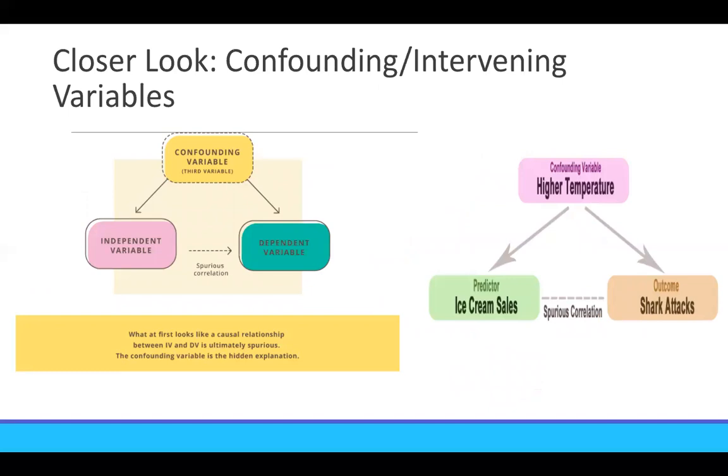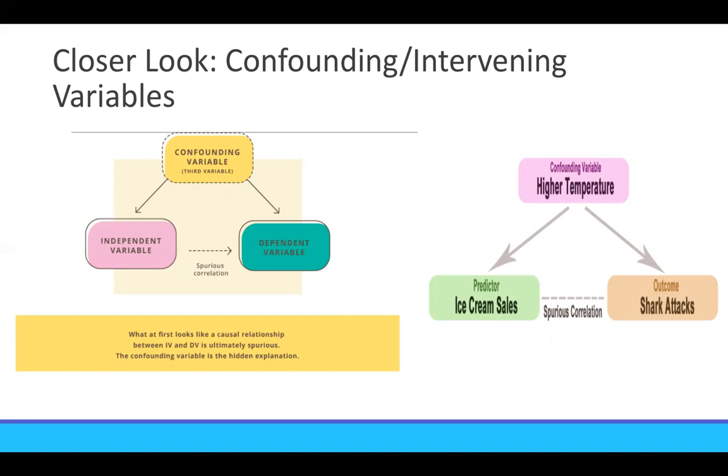So a closer look at these confounding intervening variables. I don't know why I thought you needed a closer look. I guess I just wanted to make sure that you understand that confounding variables have a relationship with both independent variables and dependent variables. So sometimes to the degree that the relationship that you thought you saw between the IV and the DV is what we call a spurious correlation. That's probably why I put that image there. I wanted you to know the word spurious. So when the confounding variable is actually the hidden explanation behind the relationship, then the relationship that you thought you were witnessing is called spurious.